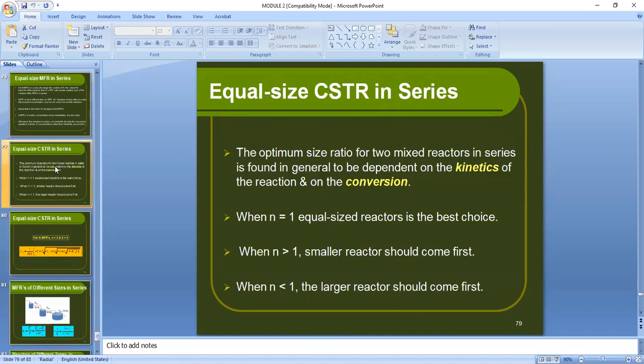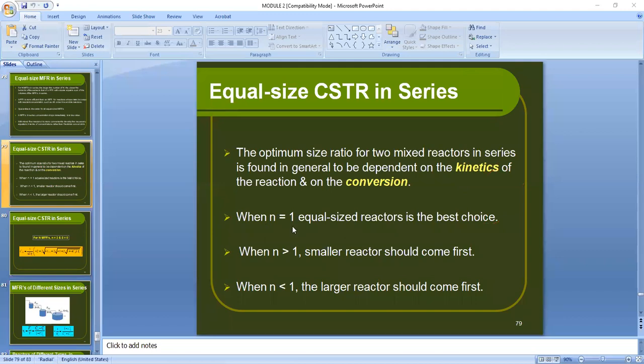Now, more on that. The optimum size for two mixed reactors in series is found, in general, to depend on the kinetics of the reaction and on conversion. Meaning, it's really dependent on conversion and the rate expression, given the formula. Taking from the formula for your mixed flow, this is your kinetics, this is your conversion, and this is your kinetics. So the processing time is dependent on this too.